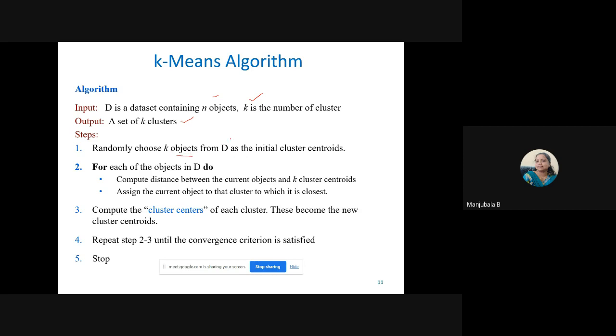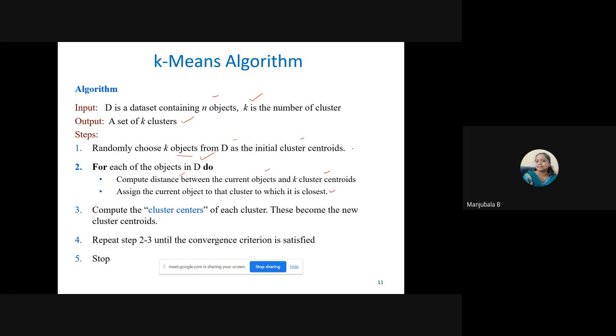As I told in the previous slide, you have to randomly choose k objects from the dataset D as the initial cluster centroids. Then for each of the remaining objects in the dataset D, you have to compute the distance. Here we use the Euclidean distance between the current object and the k cluster centroids. Then assign the current object to the cluster to which it is closest.